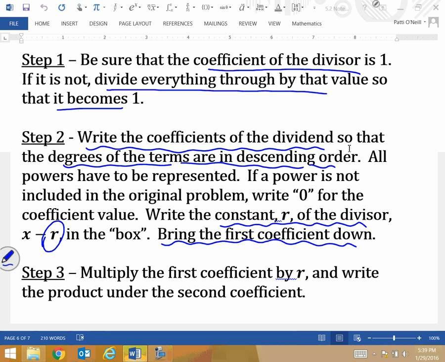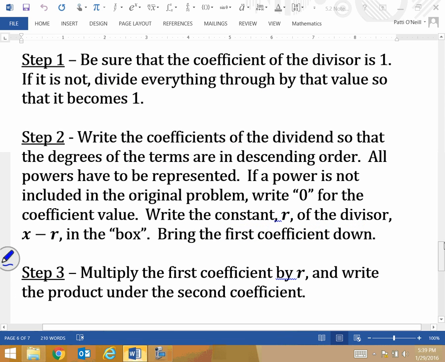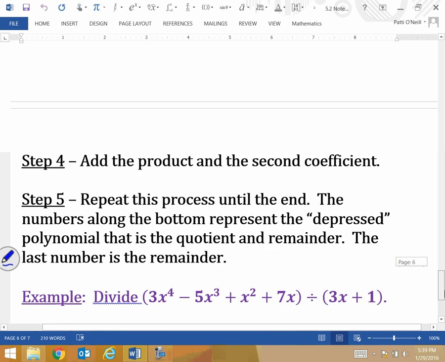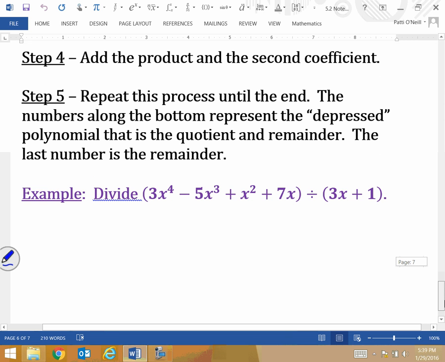Step 3 will be to multiply the first coefficient by r and write the product under the second coefficient. Step 4, let me go to the next screen. Step 4 will be to add the product and the second coefficient together. And then you go through that process until you get all the way to the end of your line of numbers. Every number except for the last number is going to represent your depressed polynomial.